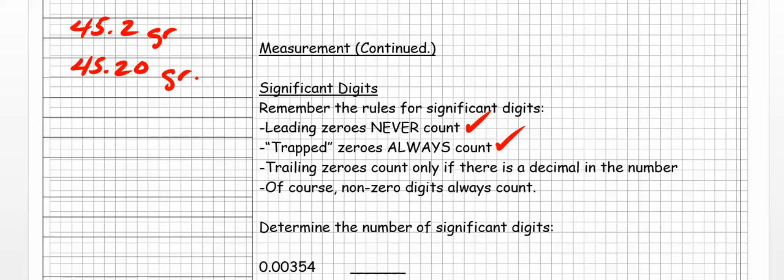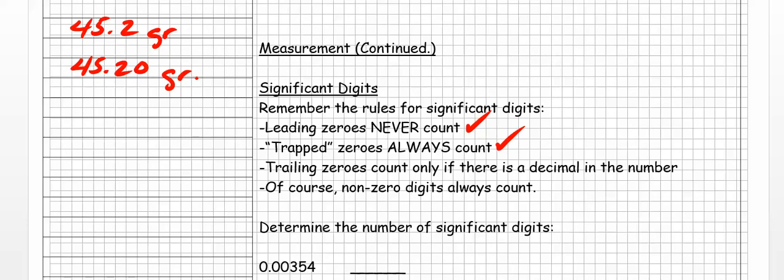Now, what do we mean by a trapped zero? If I write, for example, 4501.6, well, this zero right here will count as significant because it's between two non-zero digits, right? So significant zeros are trapped between two non-zero digits, but leading zeros don't count as significant. All right, so that's the second rule.